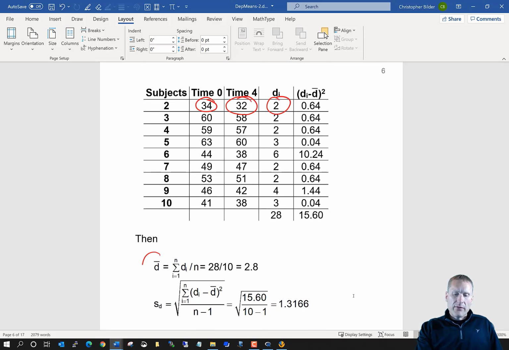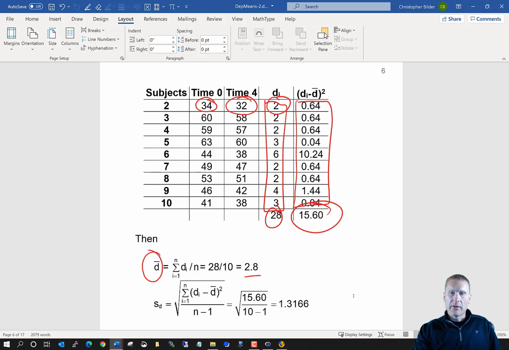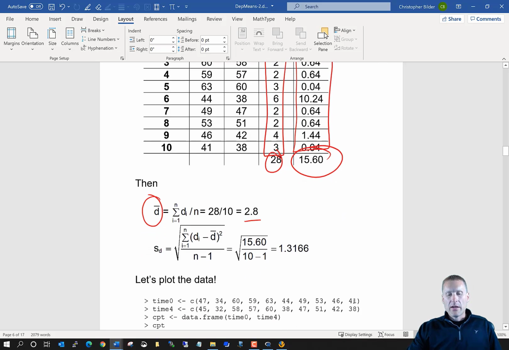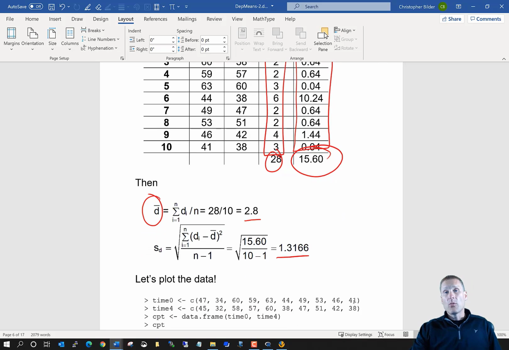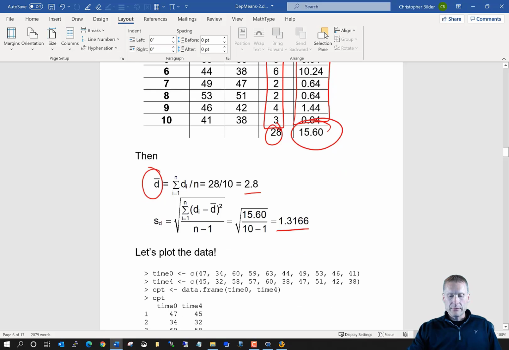From that, we can find the sample mean, which ends up being 2.8. In fact, what you could do is simply add these up, divide by 10, and you get 2.8. You could also find the sample standard deviation. We take the d value, subtract off the mean of 2.8, and square it. For person number 1 that would be 0.64. Do that for every single individual, add it up, get 15.6. Then the standard deviation ends up being 1.32. Okay.